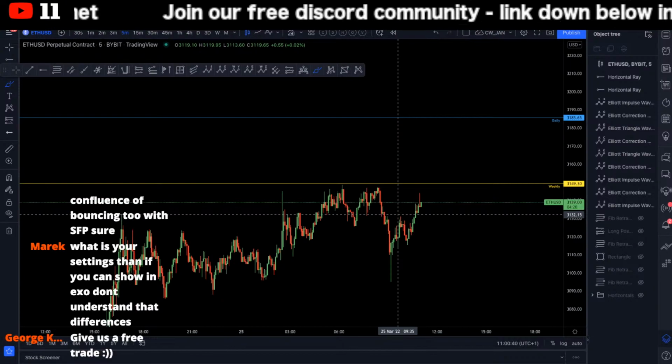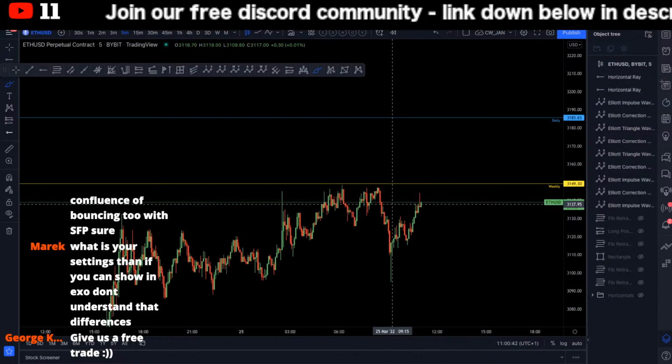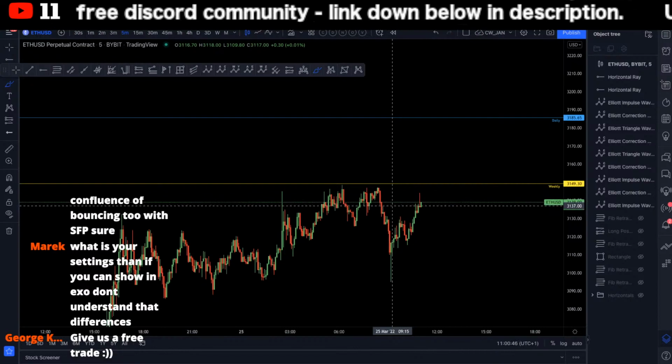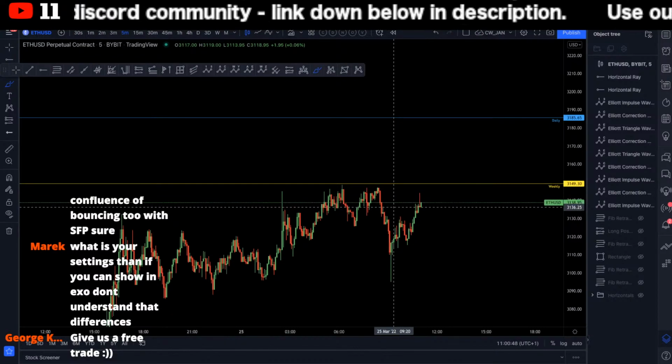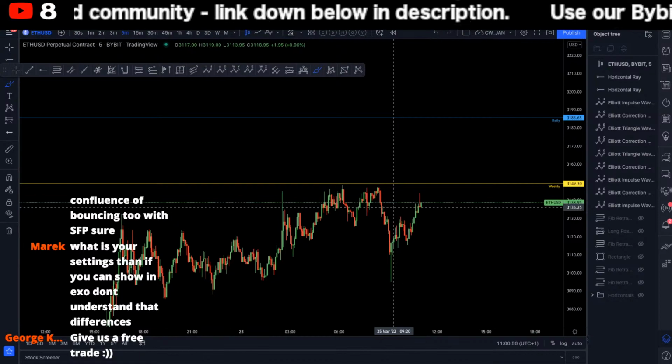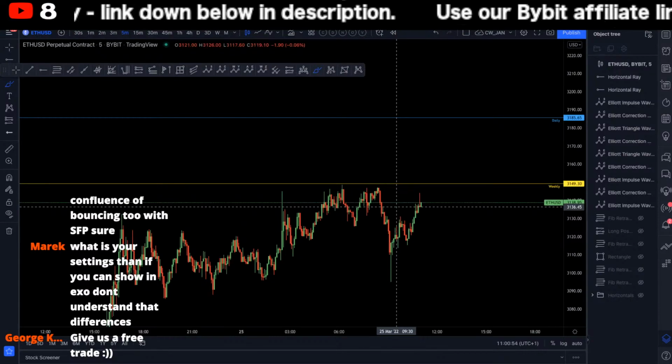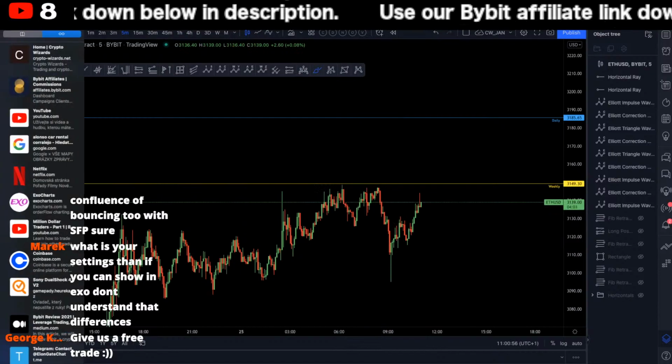When I check my EXO, I have the previous day value area in yellow, 43,485. What are your settings then, if you can show in EXO? Yeah, sure thing.